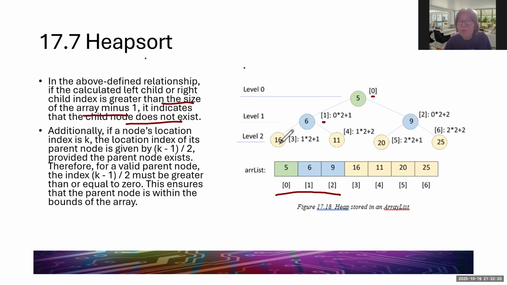And then for node 16, its parent's index is 1, so 2 times 1 plus 1, so it's 3. For 11, 2 times 1 plus 2, it's 4. Yeah, same thing for 20 and 25, we can calculate. So it clearly shows us the relationship, and also because it's an array using the index, it can help us to figure out the level of the node in the tree. So quite convenient, okay.